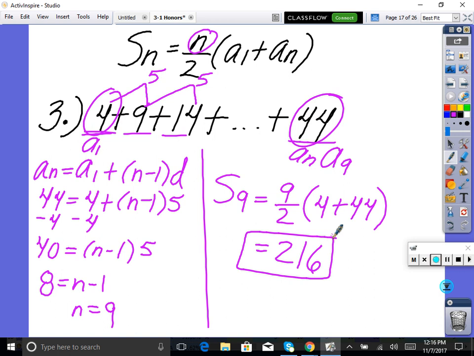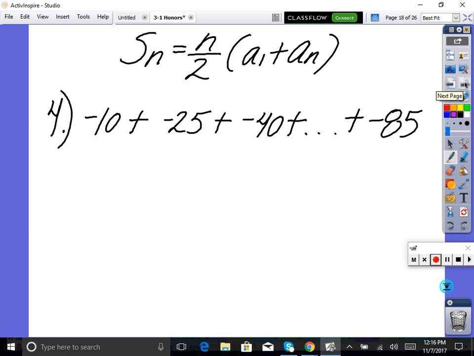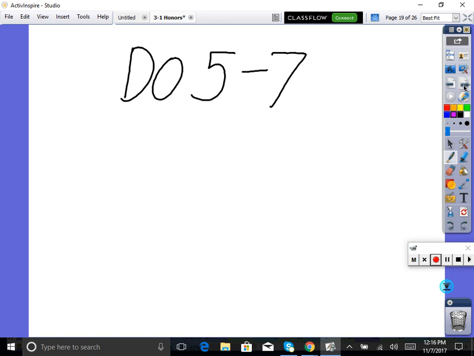Does everybody see how that would be applied in the real world? Okay, sweet. Ready? I don't think you need another example, do you? With this, you guys are good. Want another one? All good? Okay, I want you to work on this section, 5 through 7. So you should really be doing 1 through 7 in that section.